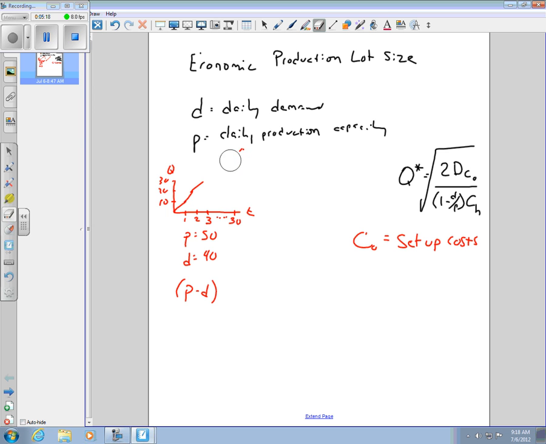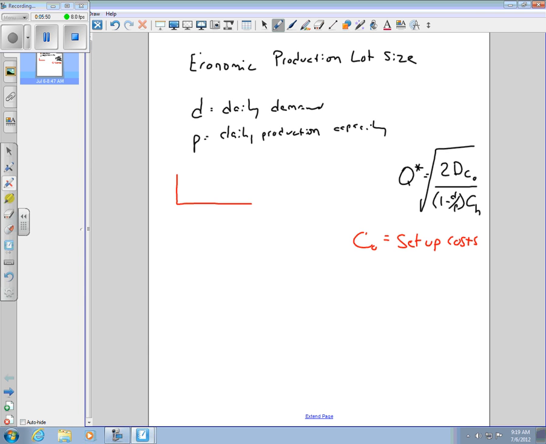You may recall that in the EOQ model, my holding cost was based on my average inventory. Well, in this model, your holding costs will also be based on your average inventory. However, in EOQ, the average inventory was just Q over 2 because you had instantaneous replenishment. In this model, my average inventory equals half of my maximum inventory.